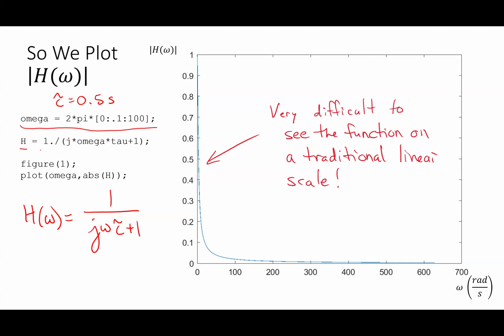And my H is this. So notice that I have this dot divide in here. So I basically do 1 dot divide over j omega tau plus 1, like that. And I have to do the dot divide because omega is a vector. And then I plotted the magnitude. And I said, this is what we see, all right?